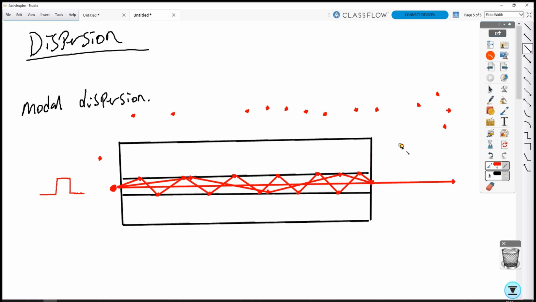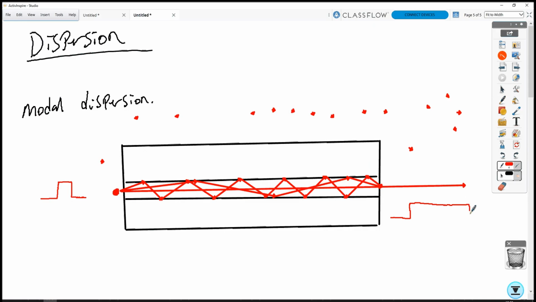So that gives us an output which looks more like this. So you had one flash of light, but from one flash of light there are rays that move in different angles. So they enter the core at different angles, which means that they strike the cladding at different angles. So the path that they take is different. And if they take different paths, that means there's a different amount of time that it takes for each of those rays to reach the end, causing a broadening of the pulse.